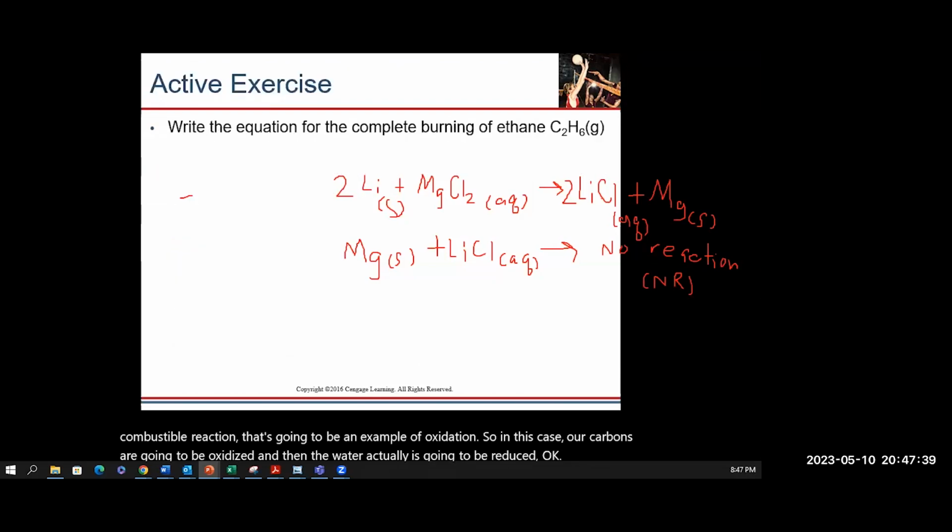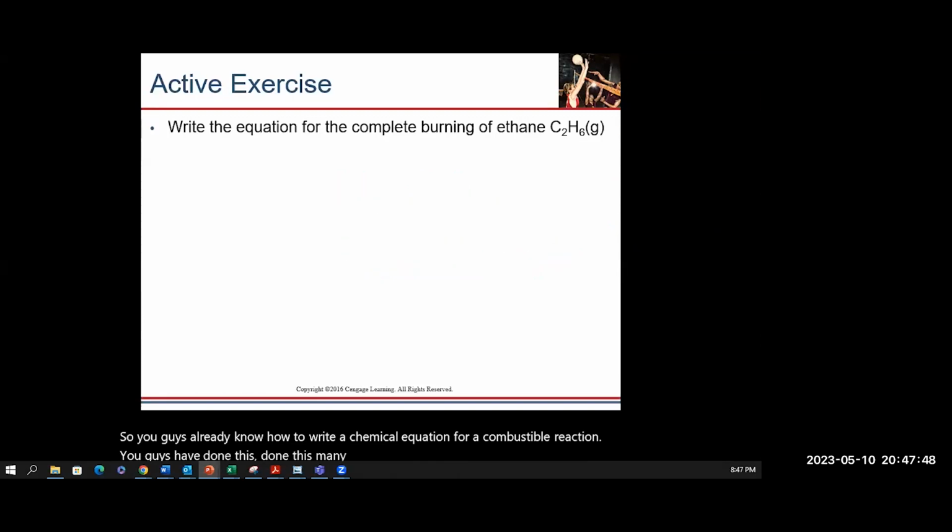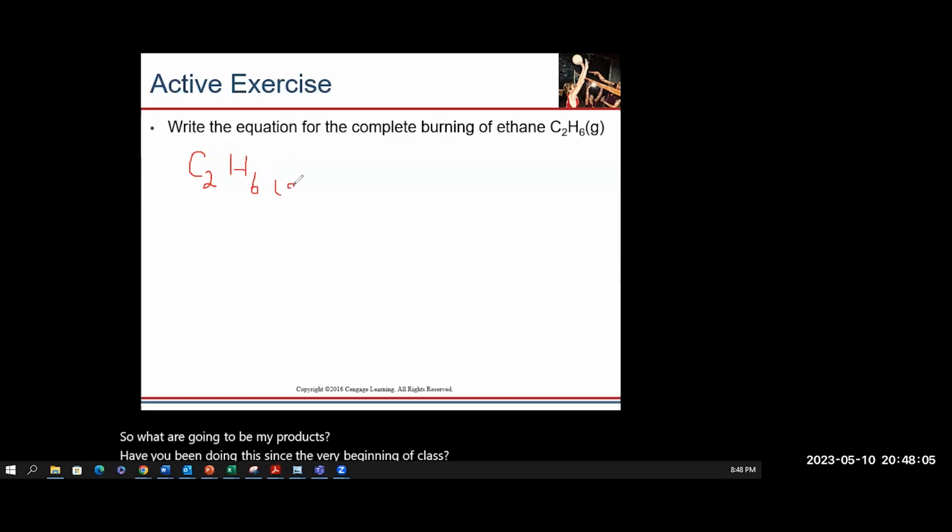You already know how to write a chemical equation for a combustion reaction. You've done this many times. In this case, we have ethane. We know that oxygen is going to be required. So what are going to be my products? You've been doing this since the very beginning of class. Edgar: CO2 and water.